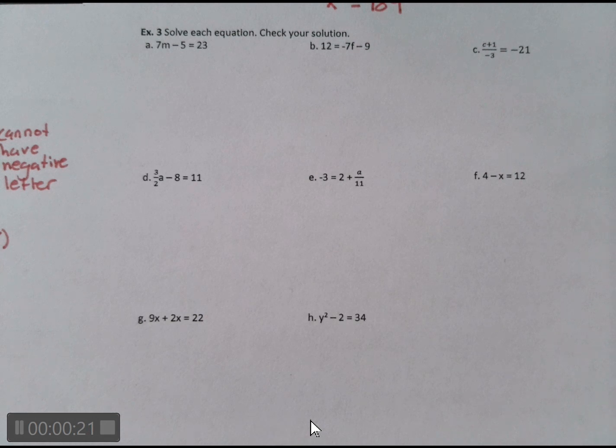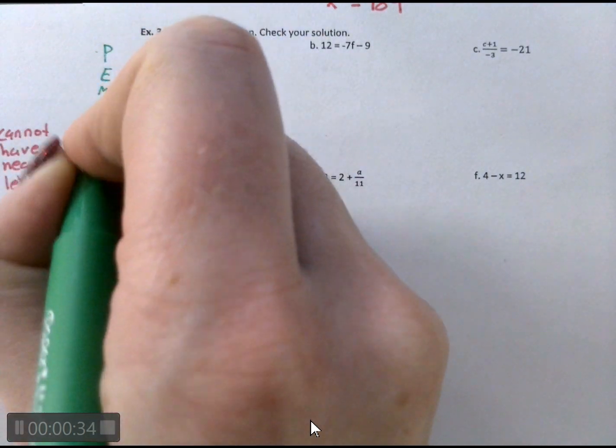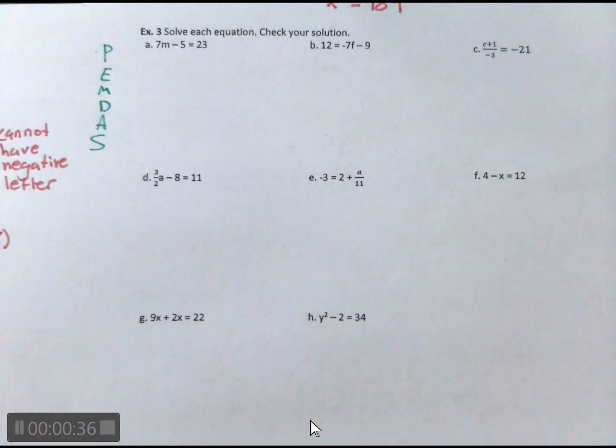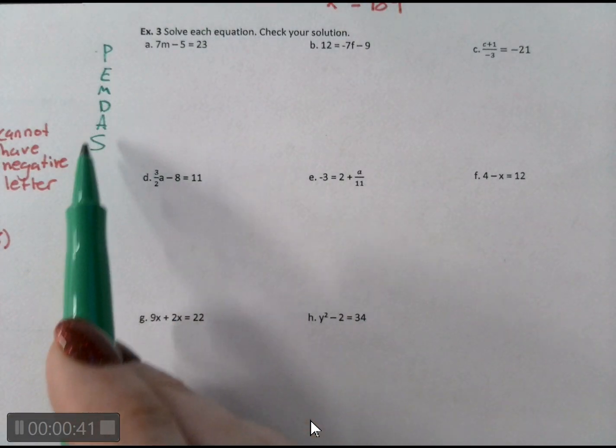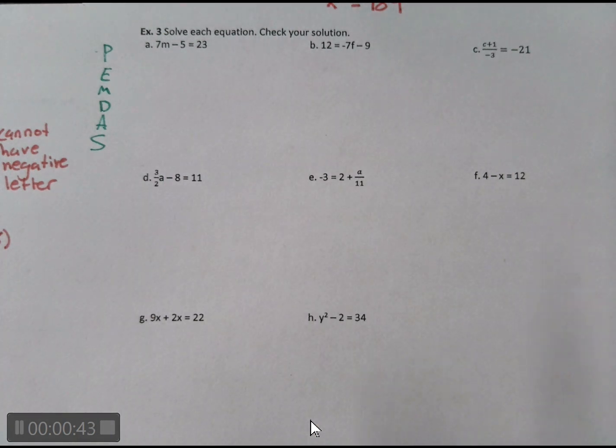The very first thing we have to do is get everything away from the m. But we have to do it in a certain order. So if you remember, we have PEMDAS. Please excuse my dear Aunt Sally. Okay? Parentheses, exponents, multiply, divide, add, subtract. That's the order of operations that we have to normally do.